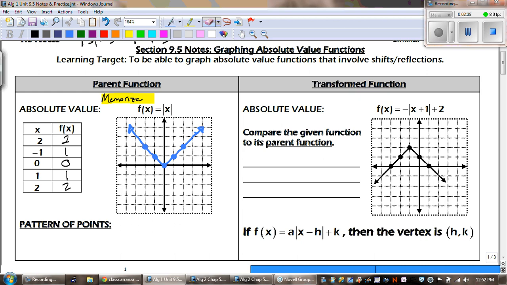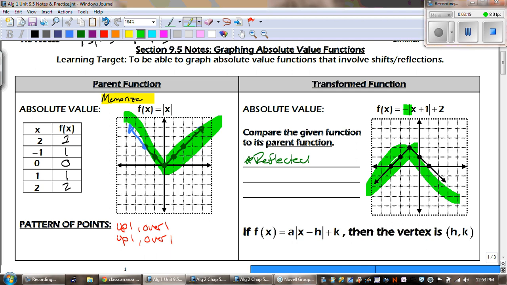Now, what's the pattern? The pattern was up 1, over 1. And then the second one, up 1, over 1. So that's the parent function. Now let's look at the transformed function on the right. What can you tell me? Is it reflected? Yeah, this is reflected. It's reflected over the x-axis, and that's because of the negative 1. It's going the opposite way as our first one. That means it's reflected.